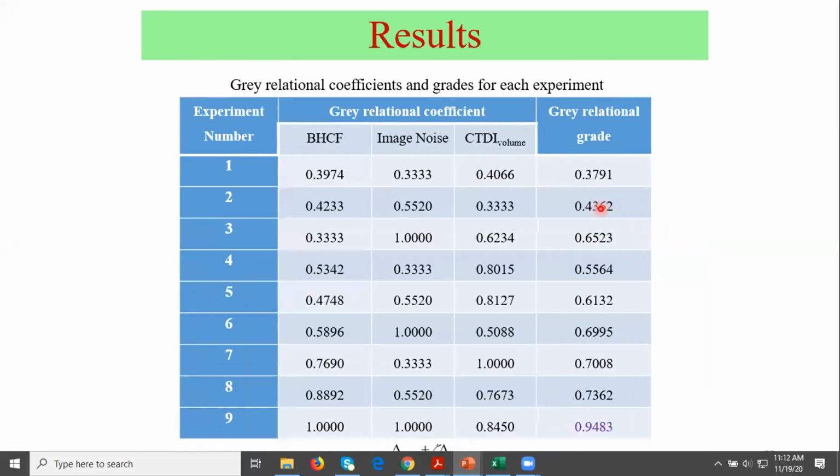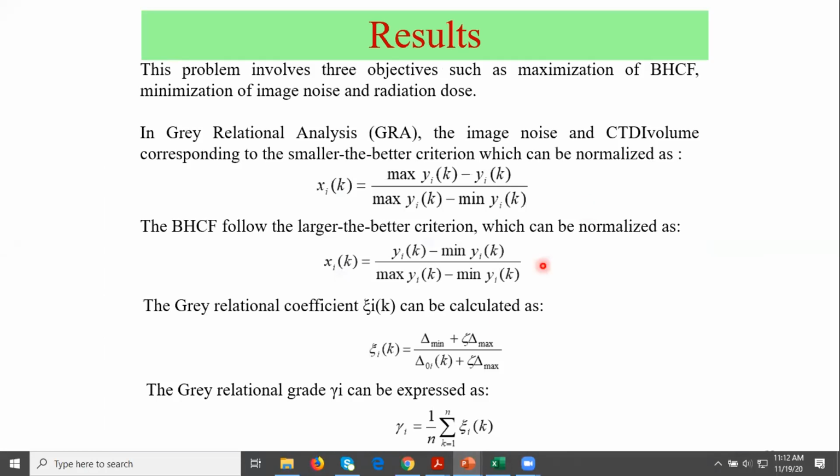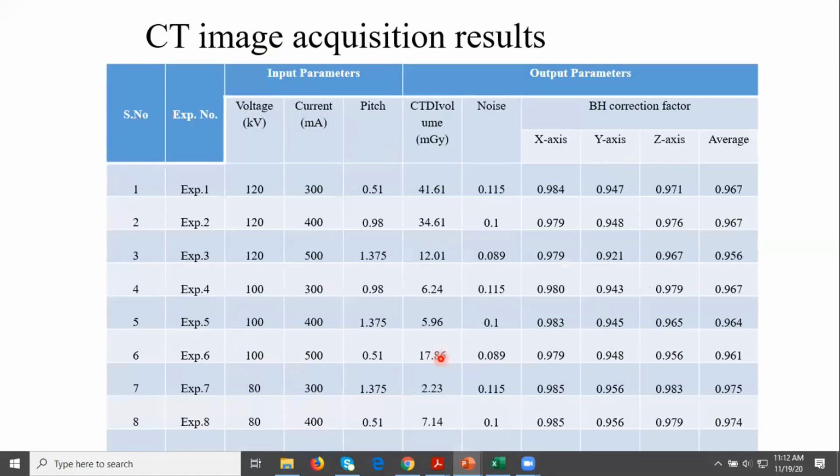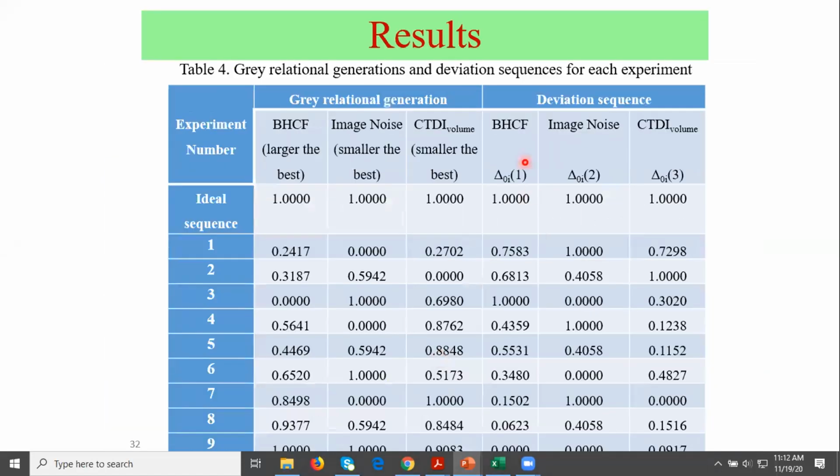Thereafter, go for the gradation coefficient. The gradation coefficient, already you know what it is. There is a formula, you can see here. The delta mean here is the deviation sequence, which you already calculated. Delta 0i, what is the minimum value here? Suppose 0 is the minimum and the maximum is 1. In between, you have to set it.